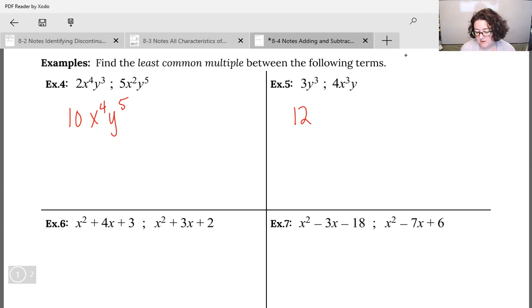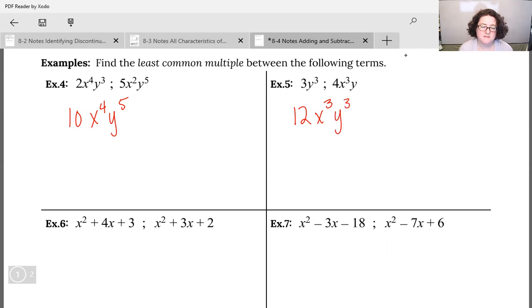Okay. Now I'm looking at my variables. I don't have any x's in that first expression, but I do have x cubed in the second expression. So I need to make sure that x cubed is in my least common multiple. So I am going to include it. Then with my y's, again, y cubed and y, the highest one is y cubed. So that's what we'll include.